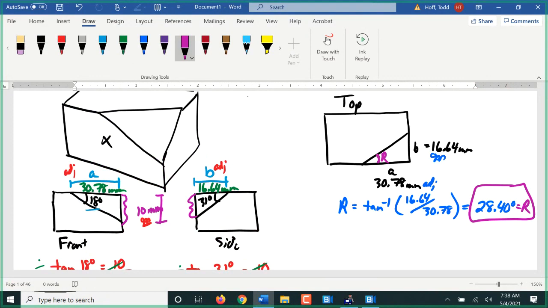Now, depending on which side you use for your reference side of the part, you could have also put the angle of rotation up here and rotated from the other side. It would have worked as well.